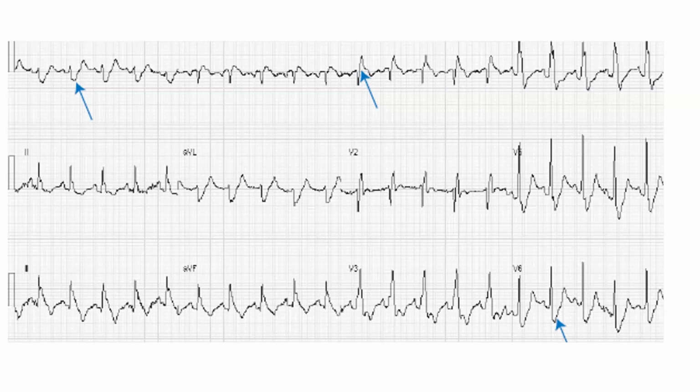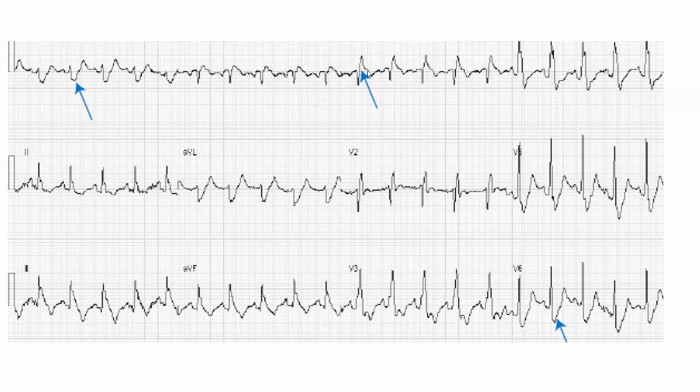The question, is there RVH? What other findings do you have here? This patient has sinus tachycardia. He has a right bundle branch block with a QRS over 120 milliseconds. And he has right axis deviation.